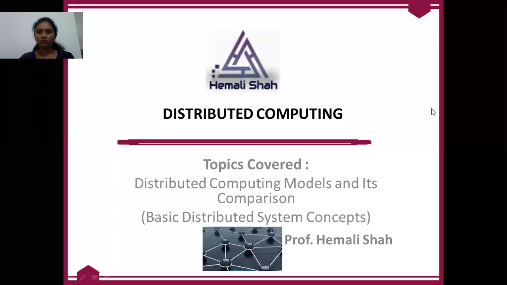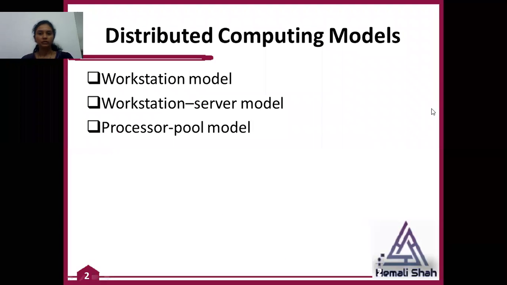So let us talk about distributed computing models. Three distributed computing models are available. The first one is the workstation model. Second is the workstation server model. And the third one is the process pool model.